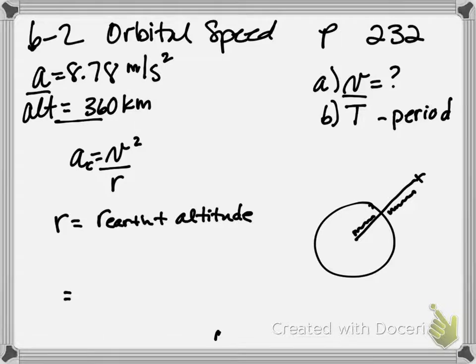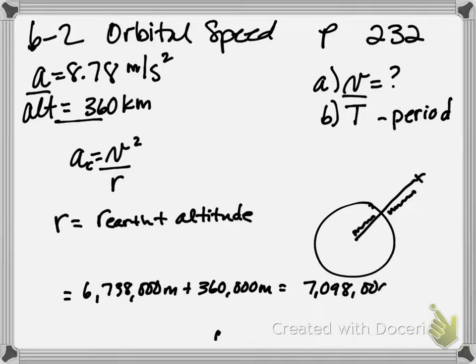So the radius of the Earth, which you could get from various sources, including somewhere in your book, is 6,738 meters, plus the altitude, which they tell us is 360 kilometers, so that's 360,000 meters, for a total of 7,098,000 meters, or 7.098 times 10 to the 6 meters. So that's the orbital radius of our satellite.